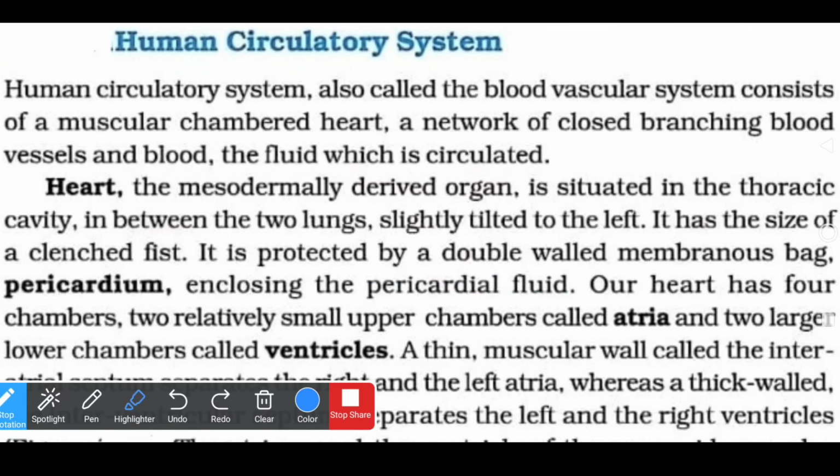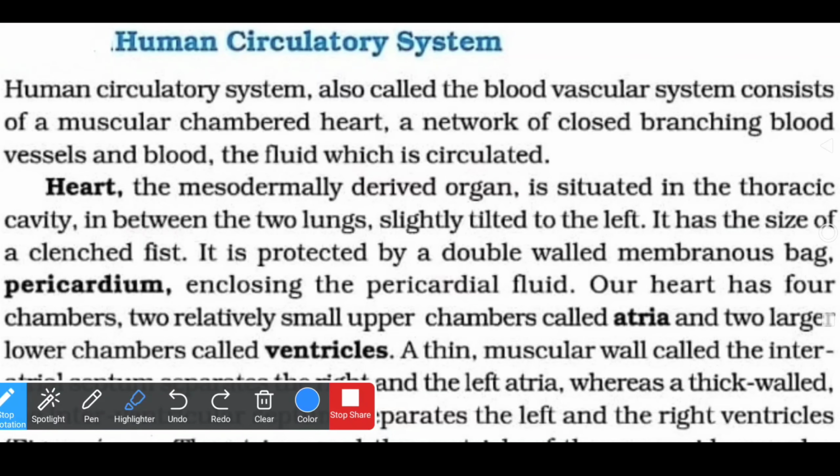Do remember one thing, that our heart is four chambered and two are relatively smaller, which are present in the upper location called atria, singular is atrium, whereas the two are larger, called the ventricles. This is just general knowledge kind of information which you already know.